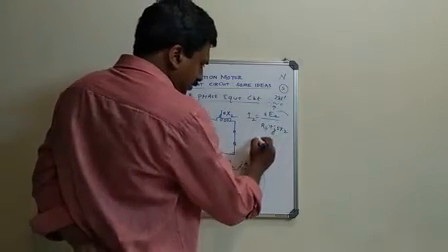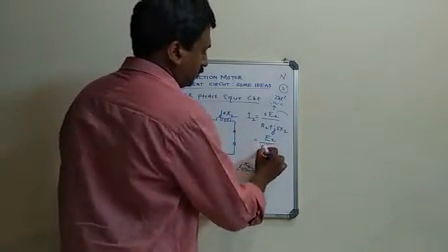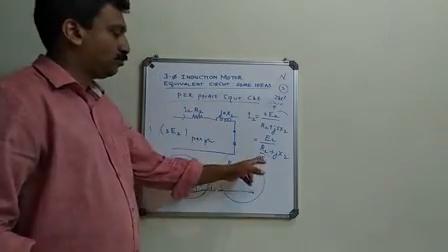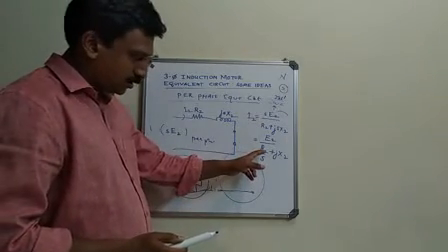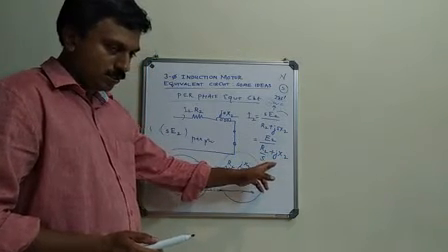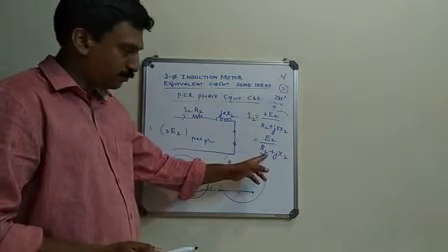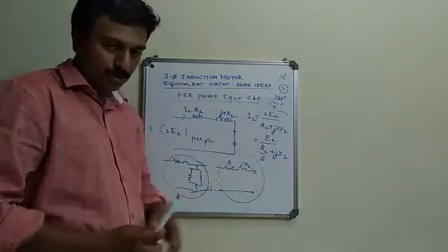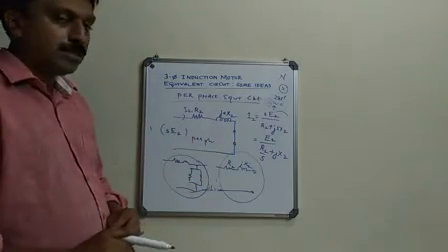Now do some manipulation like this. Divide throughout by S, and you will get E2 divided by R2 by S plus jX2. R2 is the resistance of the rotor winding per phase, and X2 is the leakage reactance per phase. E2 is the per phase induced EMF at standstill. So this is the change that we make.